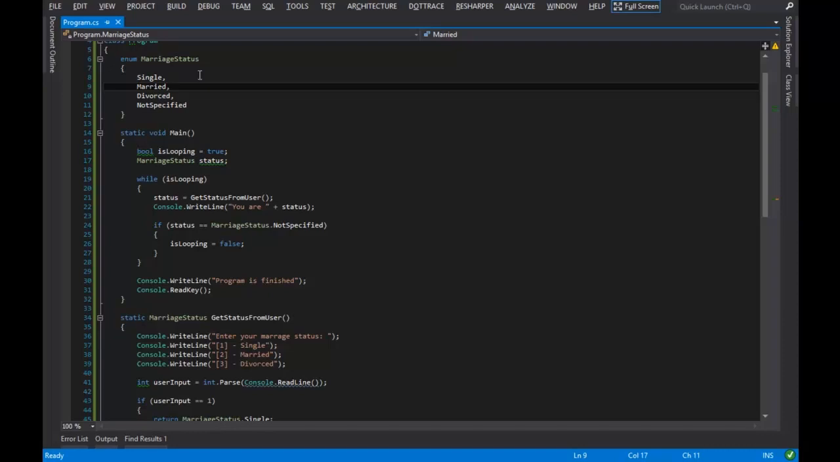Enumerations are also used in finite state machines, which, by definition, are state machines that have a finite amount of states that don't change. And a state machine is just the concept of a piece of code that loops over and over again, and it knows what state it's in, and it changes its behavior based off what state it's in.